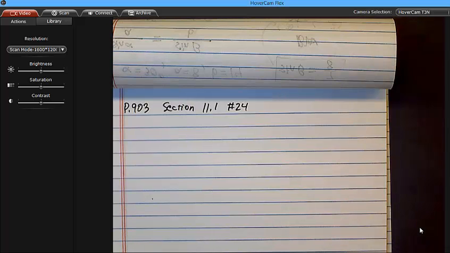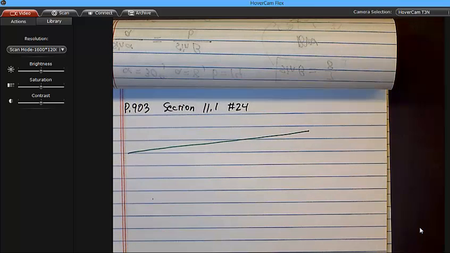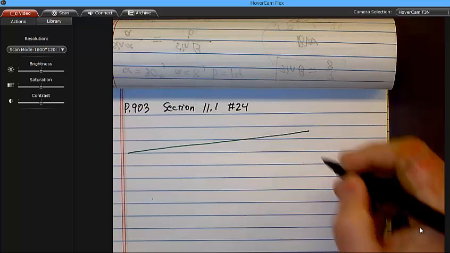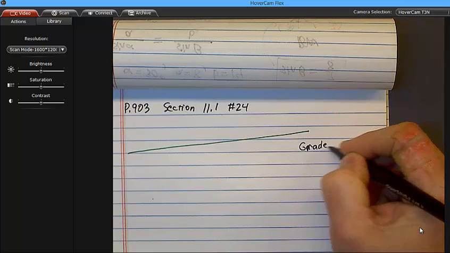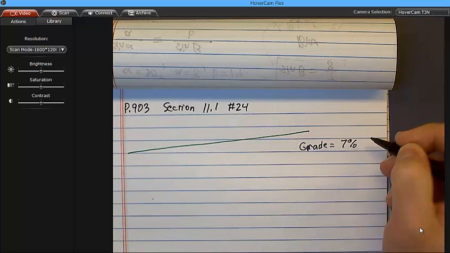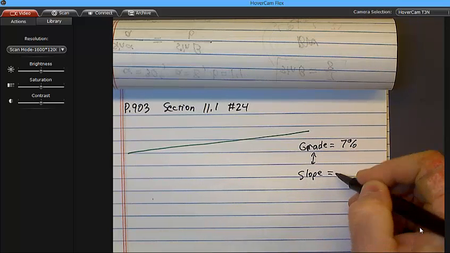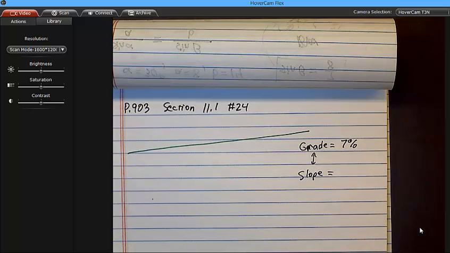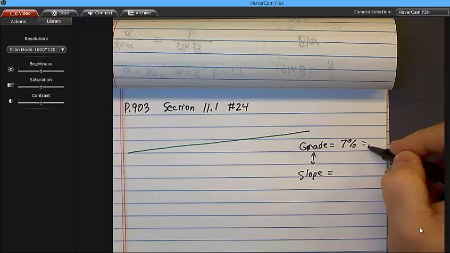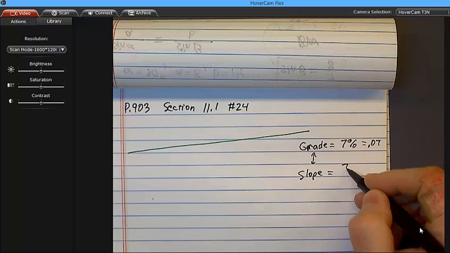So, you have a long hill, and when we say that the grade is 7%, okay, grade equals 7%. Well, I just told you that the grade is really the slope. And how do you write 7% as a fraction? How do you write it as a decimal? Okay, so it's 0.07, but see, that's in the hundredths place. So the slope is really 7 over 100.